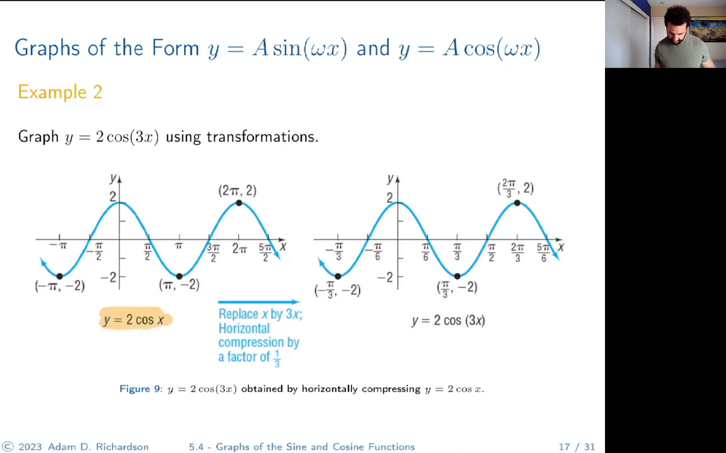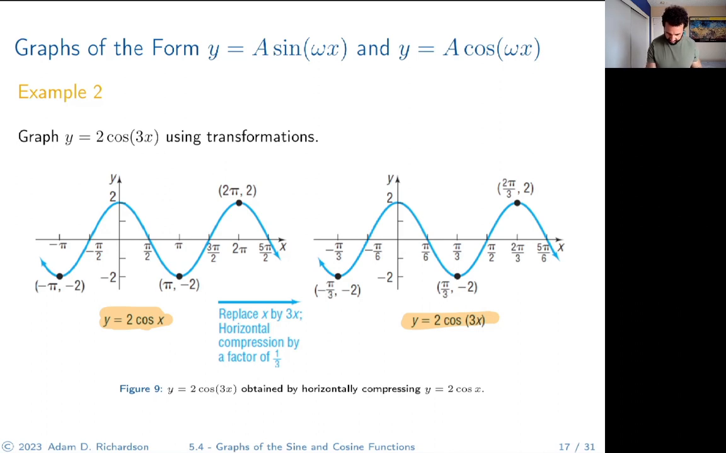So here's the graph of 2 cosine x, like we saw on the last page. And then this is the graph of 2 cosine 3x. So again, notice that the graphs actually don't look different in shape, but they are different. And the labels on the graph are what verify that. The labels are what give us all the information. So you must include these types of labels.